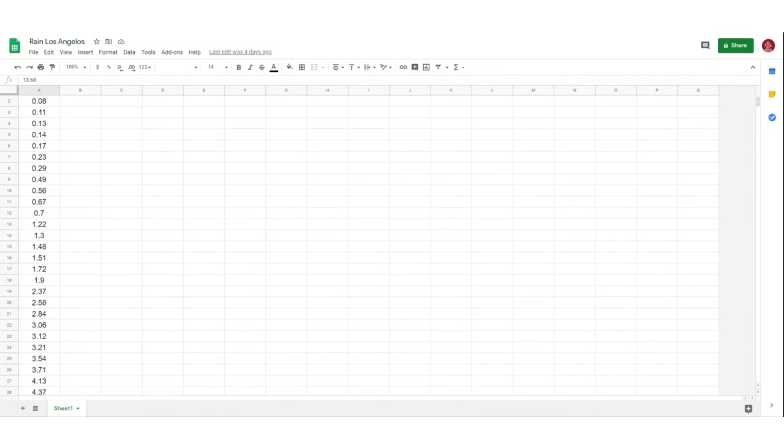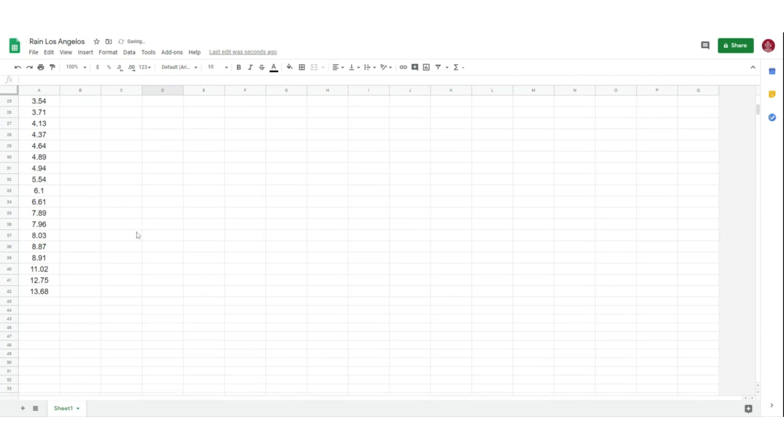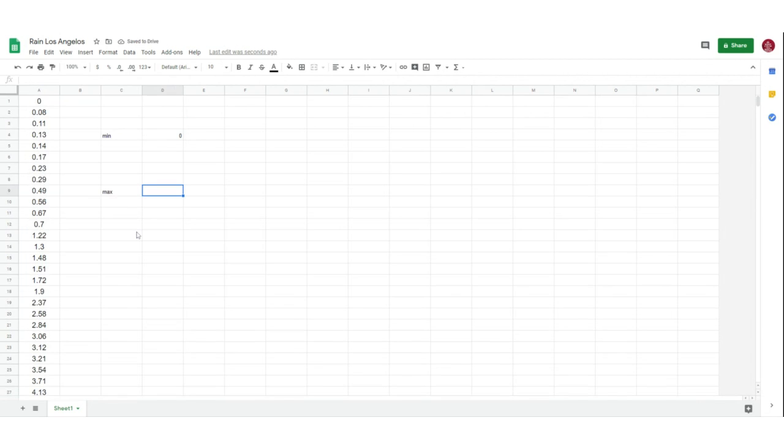Let's see. So let's just put it here. Minimum is 0. So I'm just going to go through. 16.8, 13.68. We've already gotten these things. I'm just going to show you that you can do it with Excel.